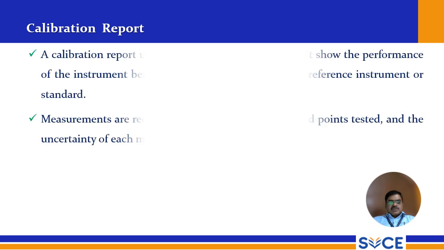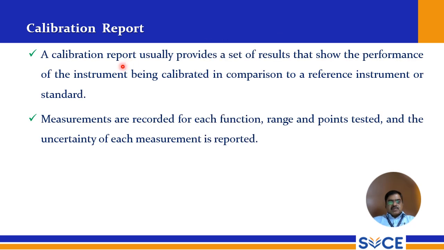So, calibration report: a calibration report usually provides a set of results that show the performance of the instrument being calibrated in comparison to a reference instrument or standard. Measurements are recorded for each function, range, and points tested, and the uncertainty of each measurement is reported. So this is how we should prepare the report.